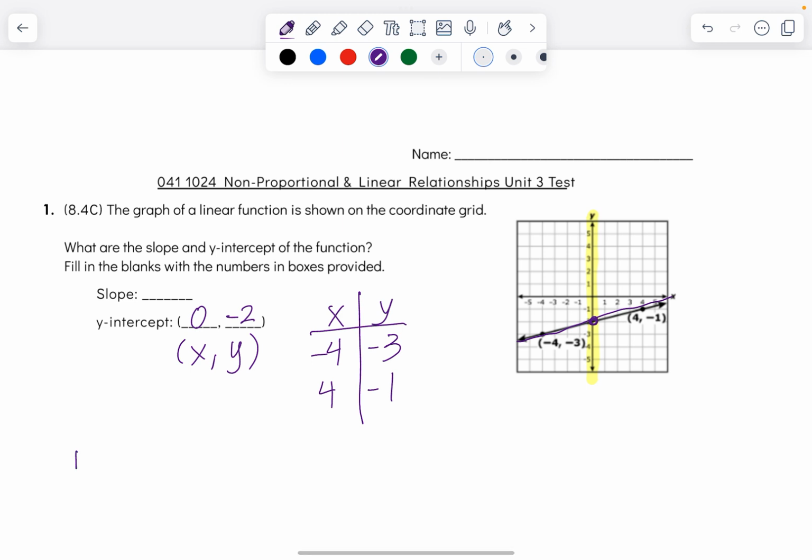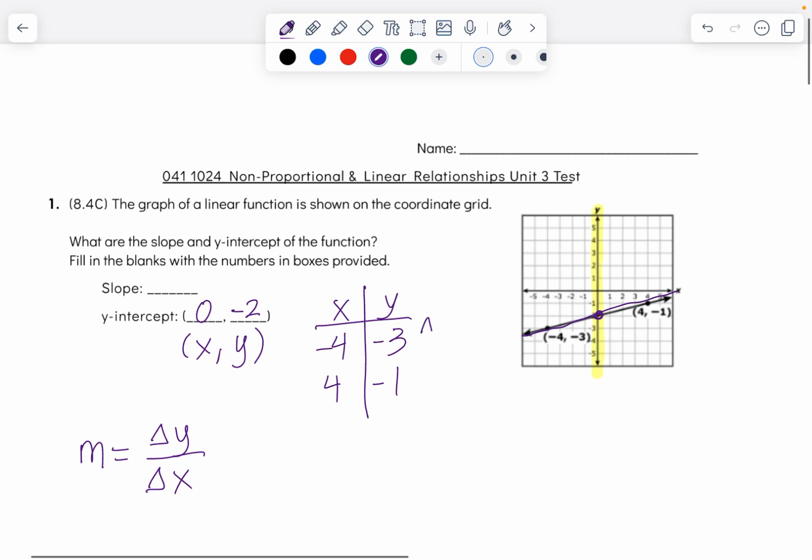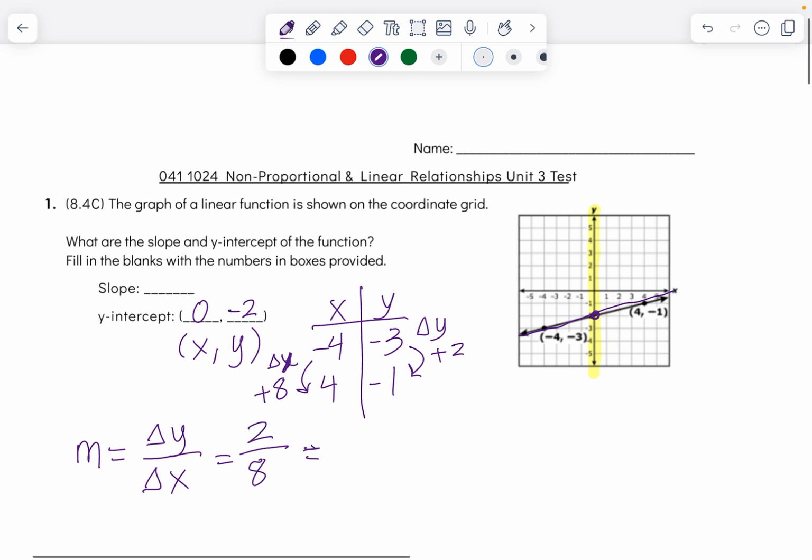So you can find slope, which is the m. I'm going to do change in y divided by change in x, and then we'll do rise over run. So my change in the y value from -3 to -1, that is +2. The change in x to get from -4 to +4 is +8. Change in y value goes on top, change in x on bottom.